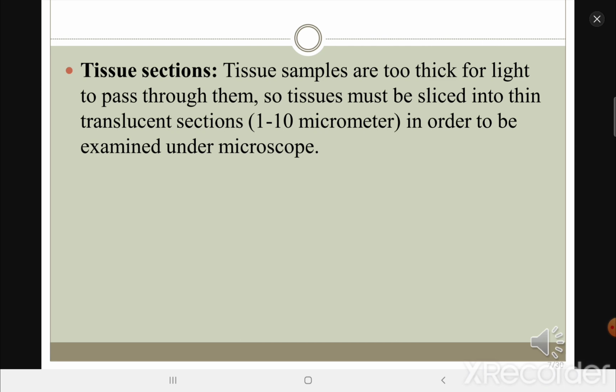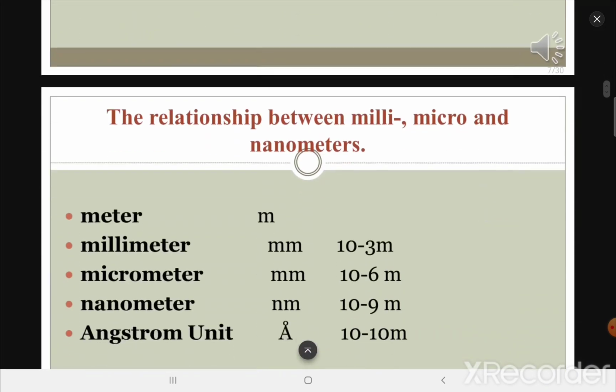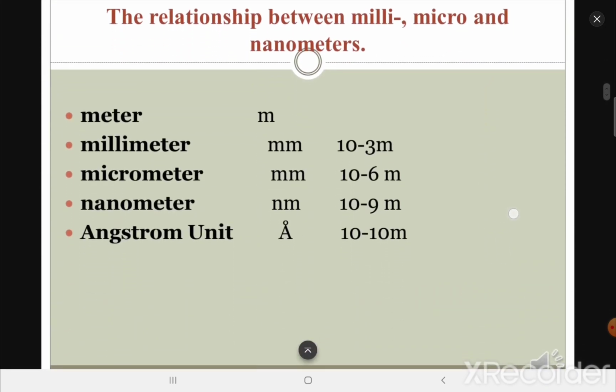So we have also the relation between certain measurements that we use in our study. You know that the meter is abbreviated as M, the letter M. Millimeter is about 10 raised to power minus 3 meter, while micrometer is 10 raised to power minus 6 meter. The nanometer is 10 raised to power minus 9 meter. The angstrom is the smallest one, which is 10 raised to power minus 10 meter.